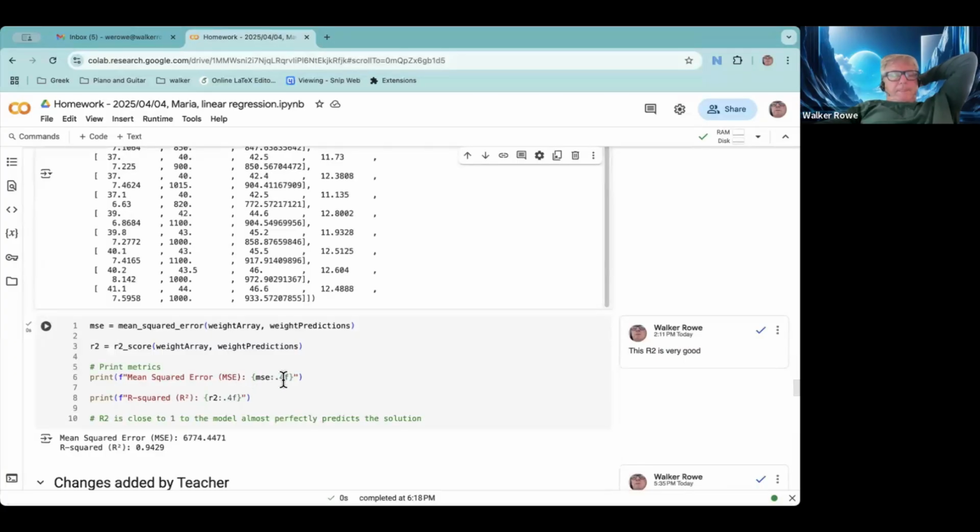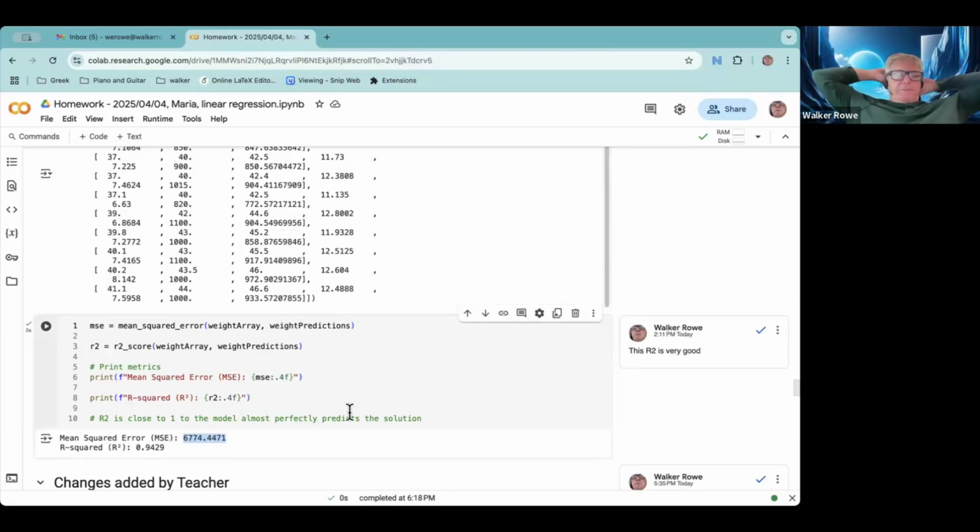Now, how close was it? Well, we look at R squared. Mean squared error doesn't really mean anything. That number doesn't really mean anything. But this one does. R squared 0 means your model is not at all accurate. R squared 1 means it's 100% accurate, meaning it can predict everyone with exact answer.